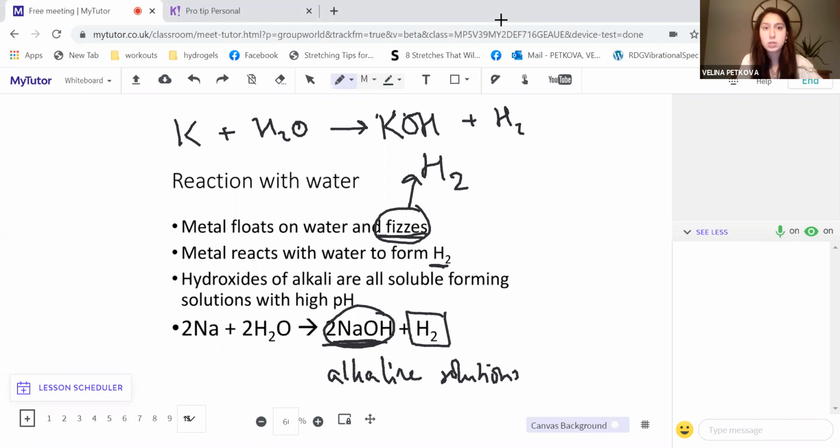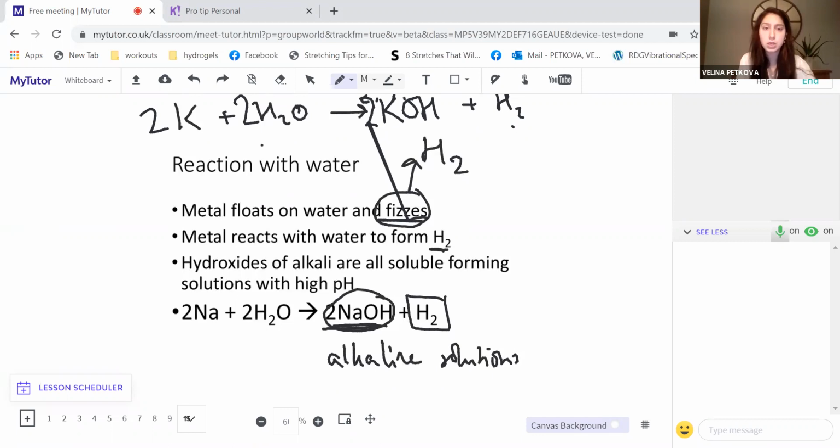No, it is not, as we have 2 hydrogens on this side and 3 on this side. So we're going to have to put a 2 in front of here. Two potassiums fit, two hydroxides fit, and now it's all balanced. So it's really important to know the reaction of them with water and the fact that you form this alkaline solution. Your hydroxide is of course alkaline.